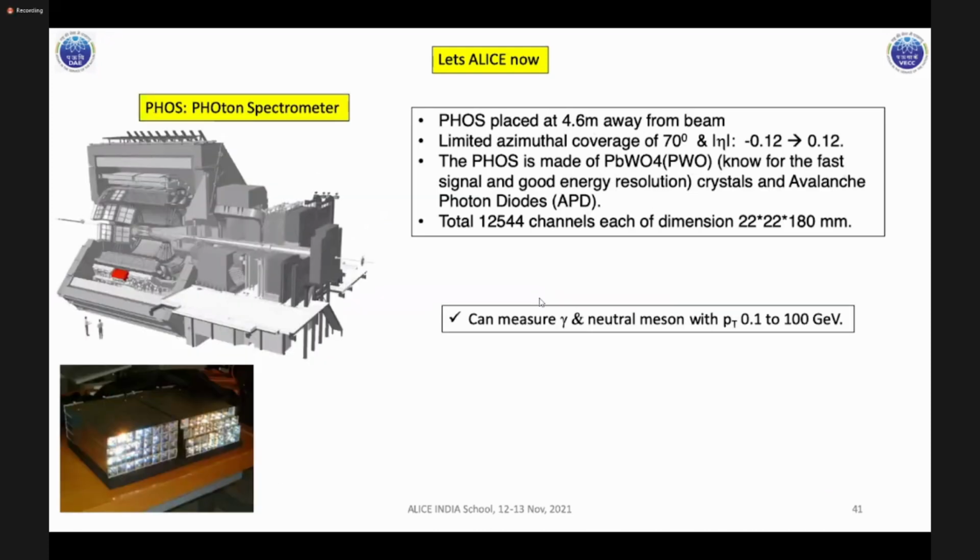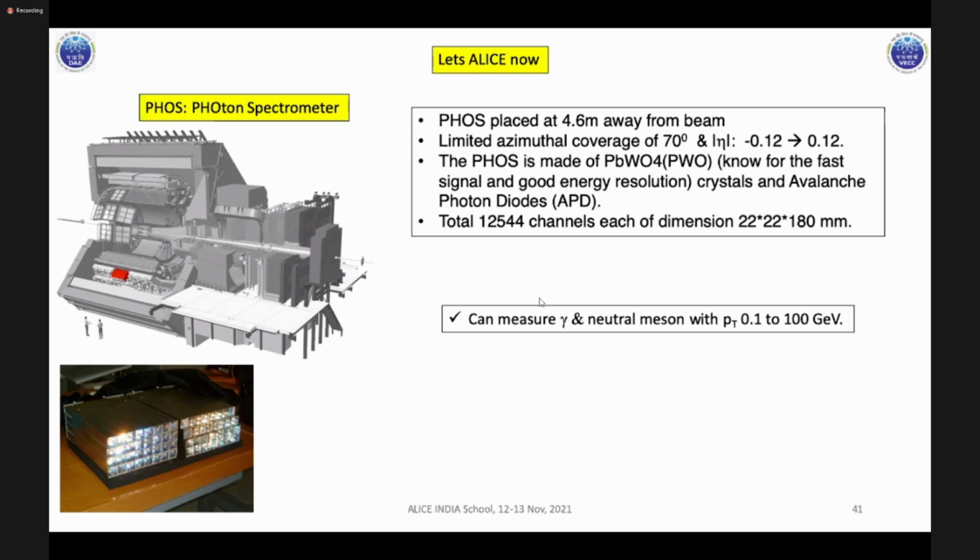What about the other calorimeter? This is the photon spectrometer, and this is positioned exactly in opposite to the EMCAL. It is placed at 4.6 meter away from the beam, and it has limited azimuthal coverage, not like other central detectors, only 70 degree. And what is the eta coverage? Very less, plus minus 0.12.